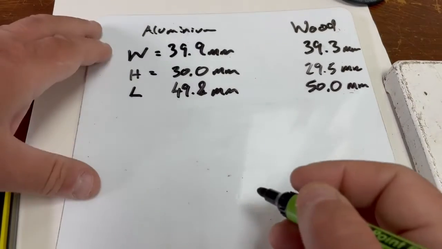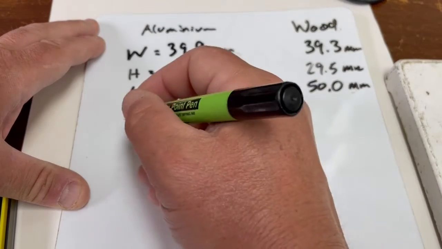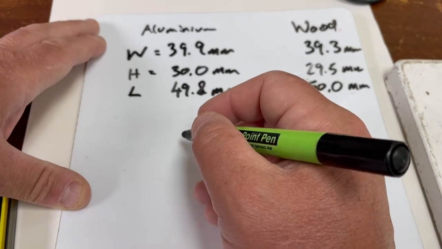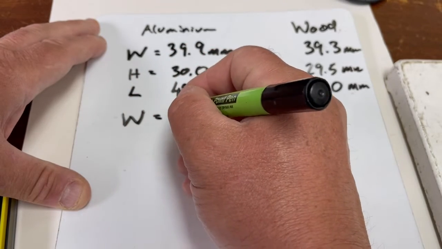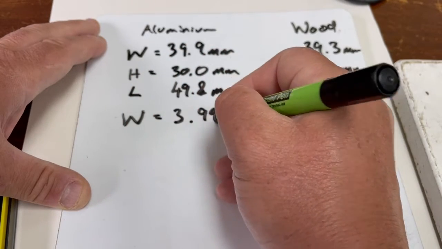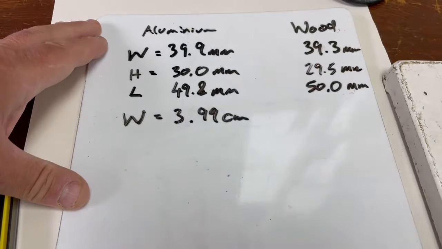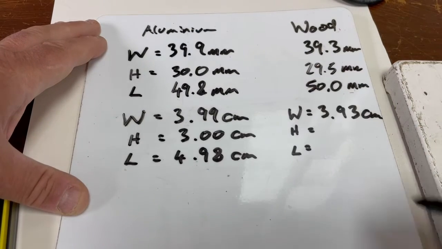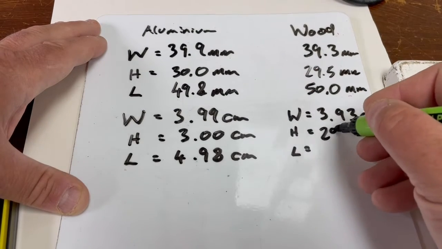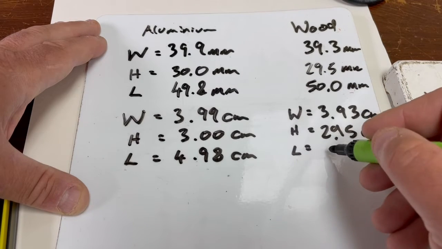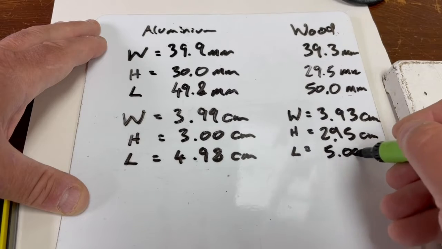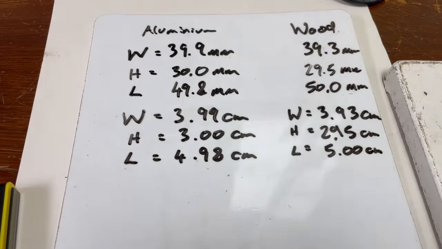First of all, I'm going to convert them into centimetres because I want to get the volume in centimetres cubed. So if I rewrite these, that is going to be 3.99 centimetres. Okay, so now I have the values in centimetres, I can find the volume.